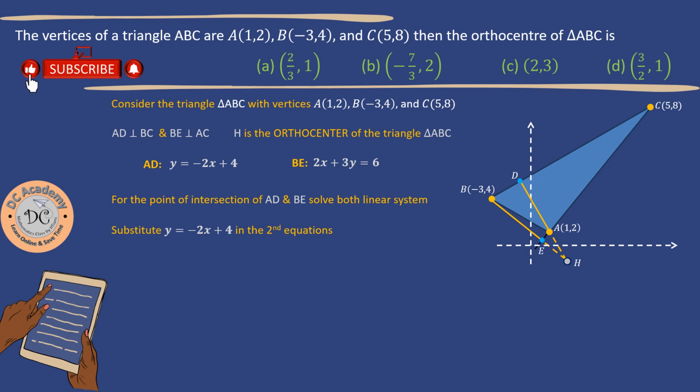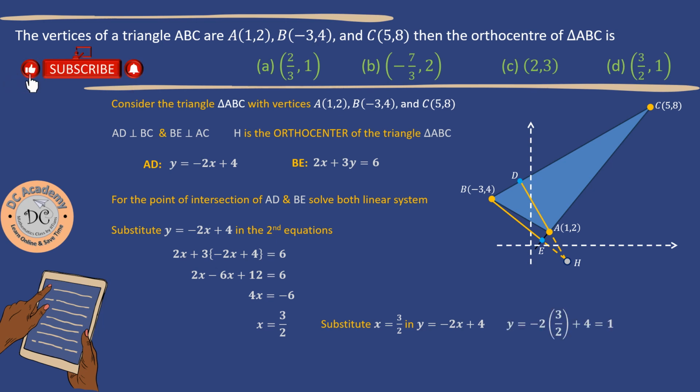We substitute y = -2x + 4 in the second equation, and if we do the simple calculation, we obtain x = 3/2. If we substitute it back into one of the equations, here obviously into the equation of AD, then we compute that y = 1. So in this particular problem, the orthocenter is (3/2, 1). And that's it. Hence, for this particular problem, option D is the correct option. Hope you understood the problem.